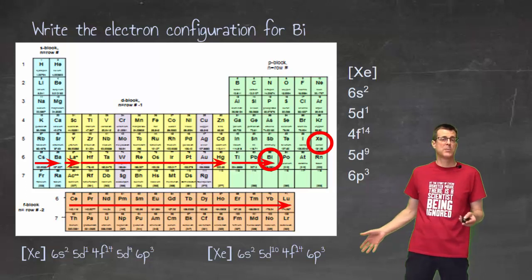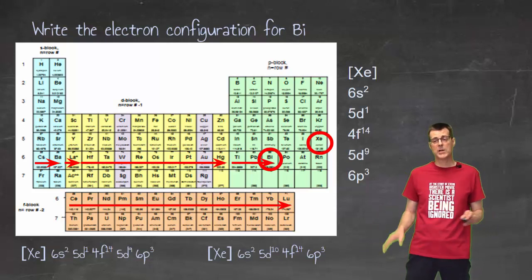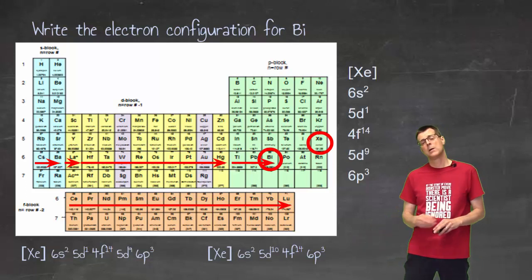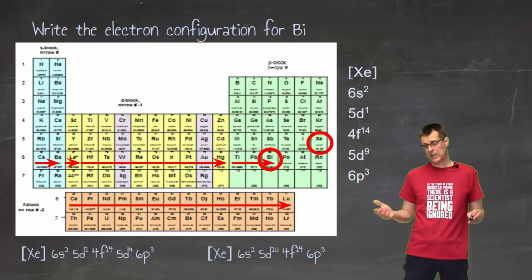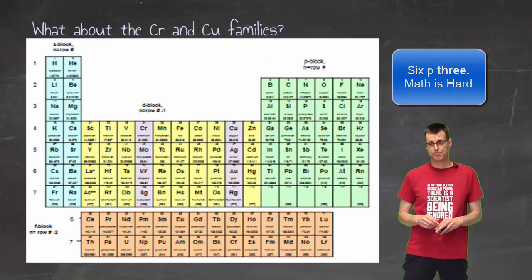If you want to break them up, if you want to combine them together, if you want to put them in some fancy order, all of that's fine. I'm looking for a total of 6s2, 5d10, 4f14, and 6p3. However you get there, that's fine with me.